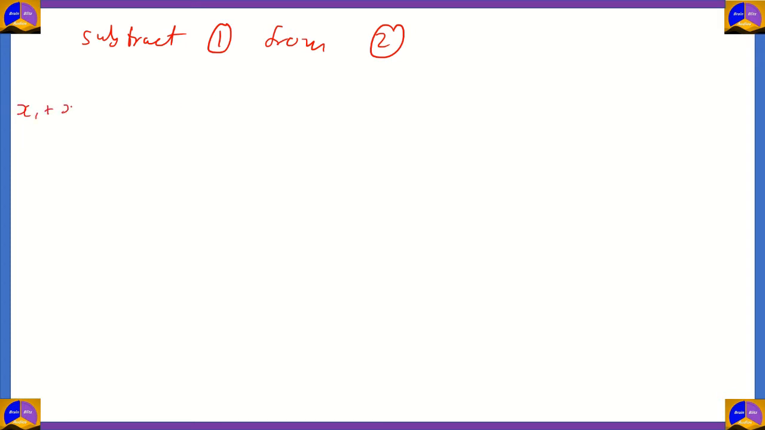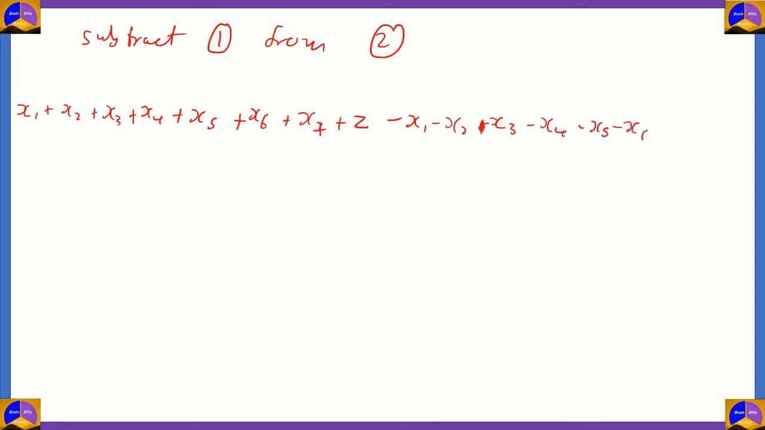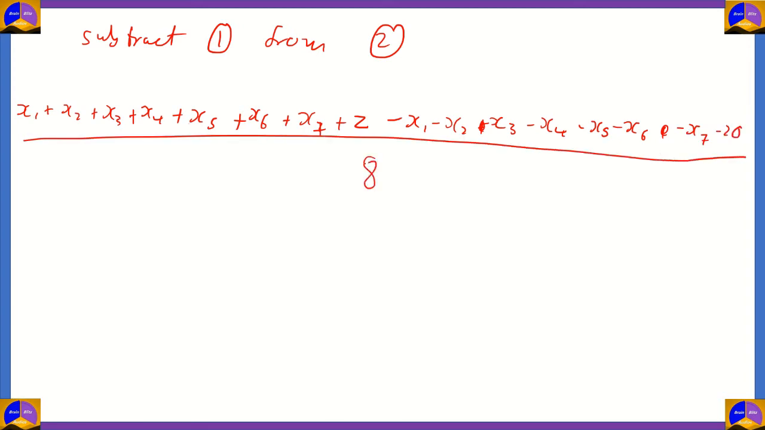So x1 plus x2 plus x3 plus x4 plus x5 plus x6 plus x7 plus z, that's equation 2, and then minus x1 minus x2 minus x3 minus x4 minus x5 minus x6 minus x7 minus 20, and all of that is divided by 8, because in both the left hand sides we have the same denominator, and on the right hand side it will be y plus 2 minus y.